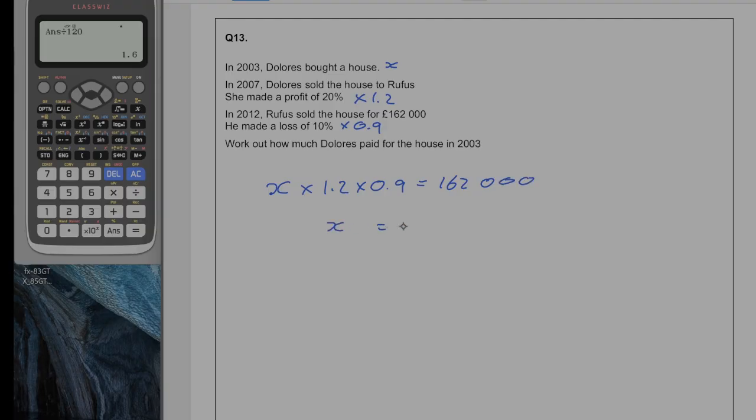So the original value would be 162,000 divided by 1.2 times by 0.9. So 162,000, just checking I've got the right numbers. We'll do it as a fraction. Divided by 1.2 times by 0.9 will give us a value of 15,000. That looks too small. There we go. I missed a decimal point there. That's more like it. So 150,000.